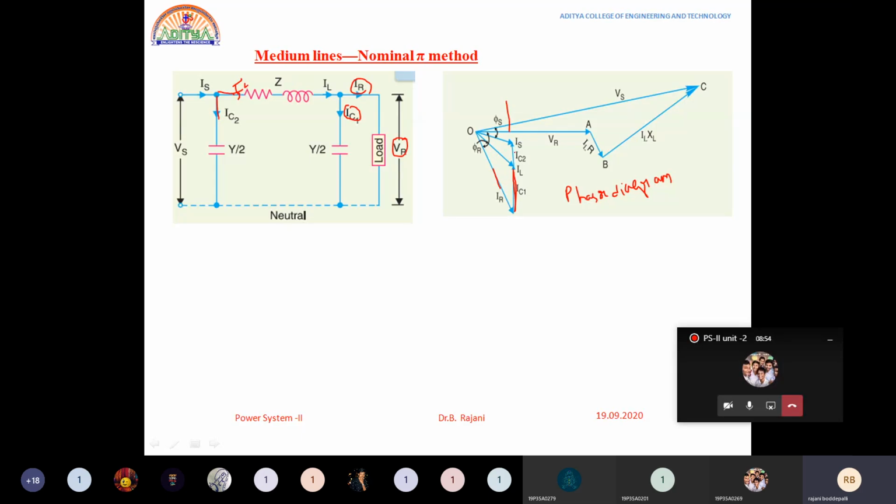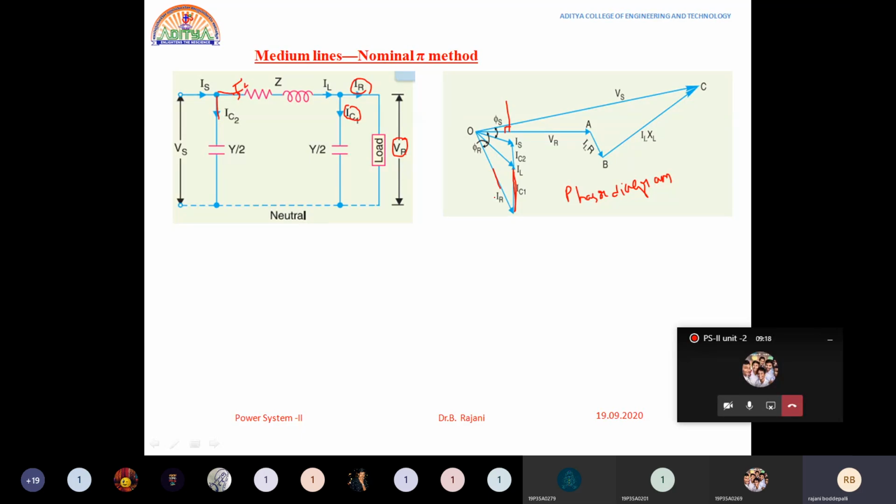If you extend this line, this would make an angle of 90 degrees. If it is a pure capacitor, it makes an angle of 90 degrees, which is the leading angle with respect to VR. IC1 leads VR by an angle of 90 degrees, we can say.